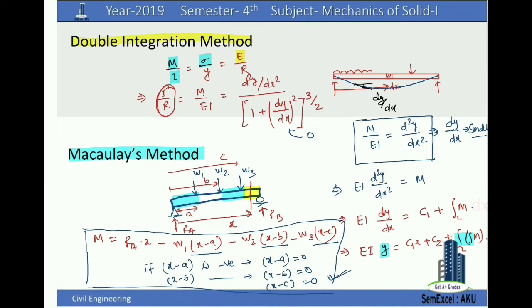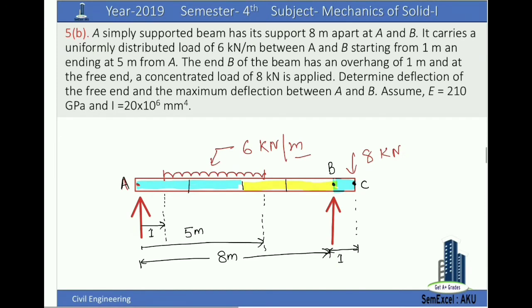Now we will solve one problem related to Macaulay's method. This is the problem. In this problem, the beam type is simply supported beam and it has an overhang of 1 meter. Support to support distance is 8 meter given here. It carries a UDL of 6 kN per meter at certain distance from 1 meter to 5 meter in this region, right?